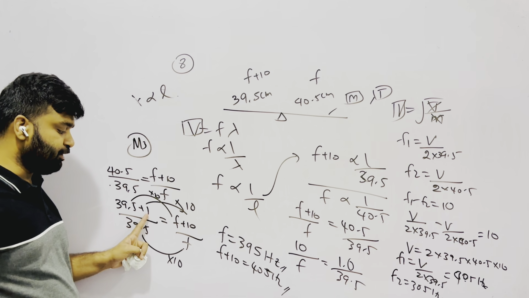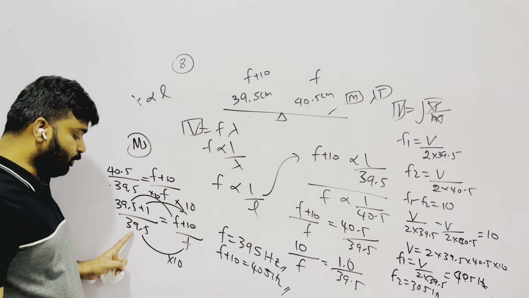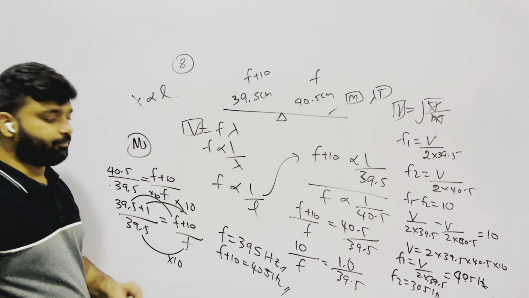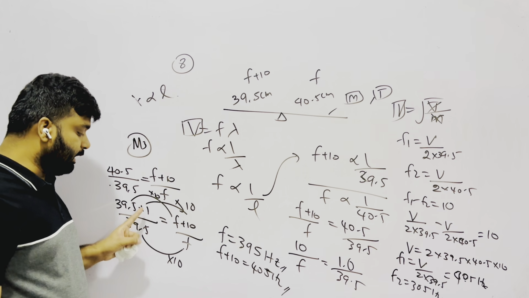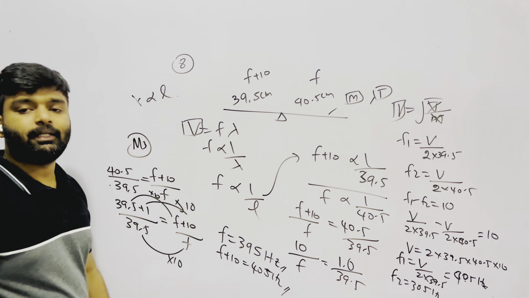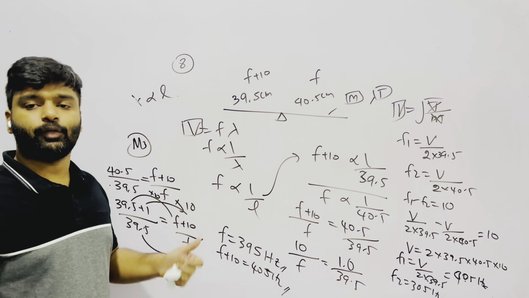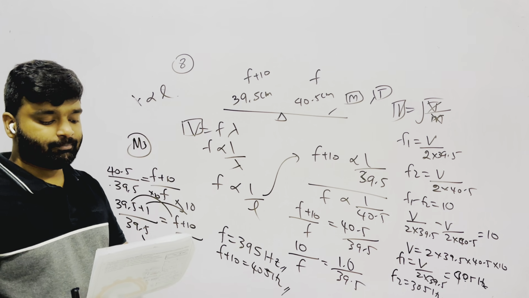For example, if it is 2, if it is 10, this is multiplied by 5. Therefore, F should also be multiplied by 5. Similarly, if 1 is multiplied by 10, then 39.5 should also be multiplied by 10. The answer is 395. There are 3 methods. You can use one of these to get the answer.